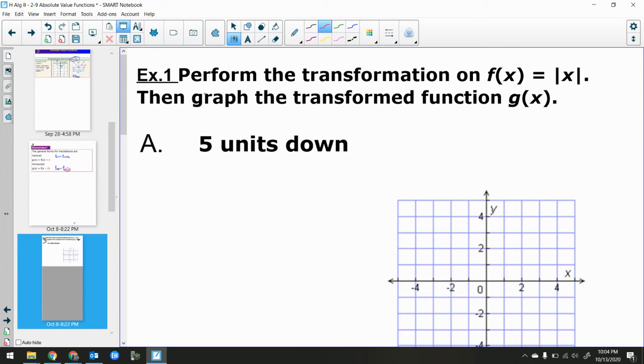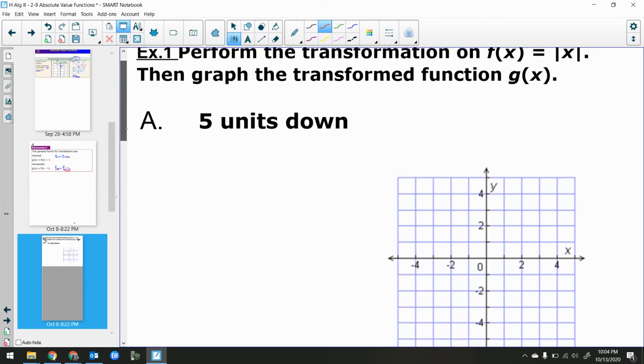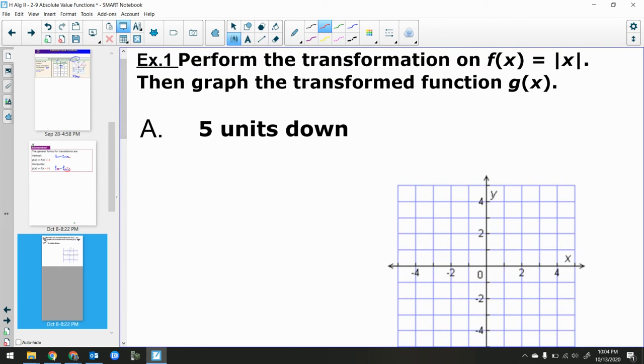We're going to perform the transformation on f of x, and we're going to move it 5 units down, and graph the transformed function g of x. Okay, so if I want to move that 5 units down, that's a vertical shift where it's going to make f of x map to f of x minus 5, right? f of x minus 5.